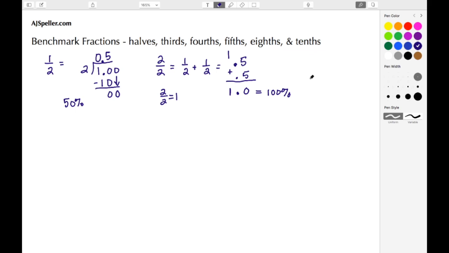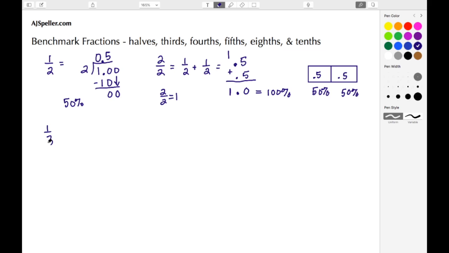And really quickly, if I wanted to make a quick little model of this, I've got my rectangle here that's going to represent a whole. And if I split that in half here, we see that this half here is going to be 5/10. This half here is 5/10. Same thing as 50% and 50%. All right, let's move on to thirds.